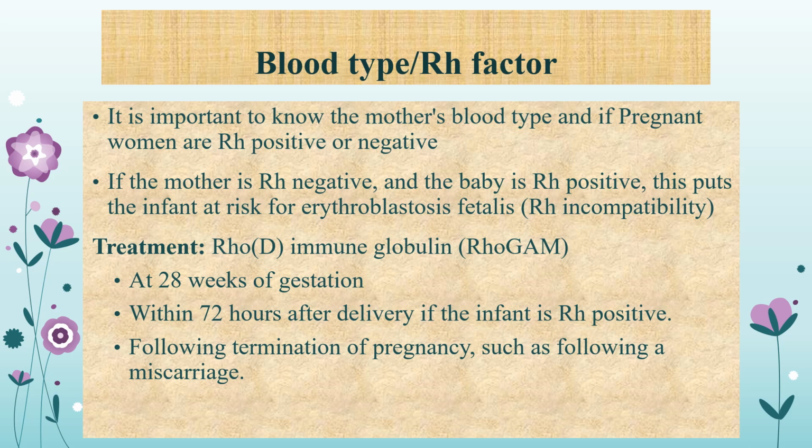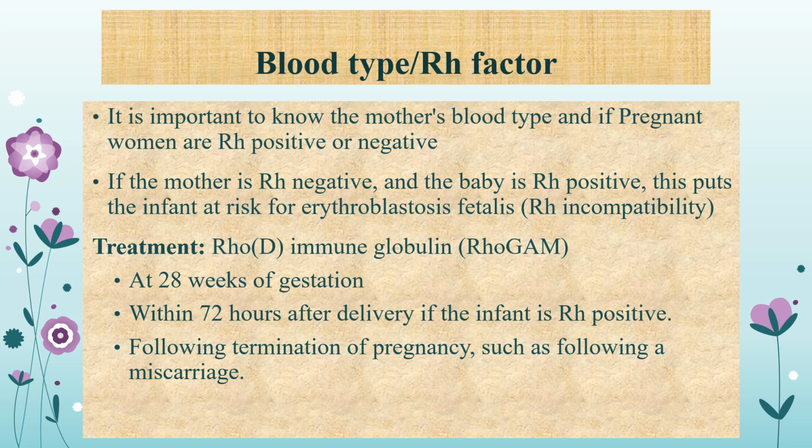So blood type and Rh factor. This we do during the first visit of the woman to the antenatal clinic. It is very important to know the mother's blood type. If the woman is Rh positive, it's okay, we don't have to do anything. If the woman is Rh negative, then we have to be a bit concerned and we need to give treatment for that. If the mother is Rh negative and the baby is Rh positive, that puts the infant at risk for Rh incompatibility. That is also called erythroblastosis fetalis.